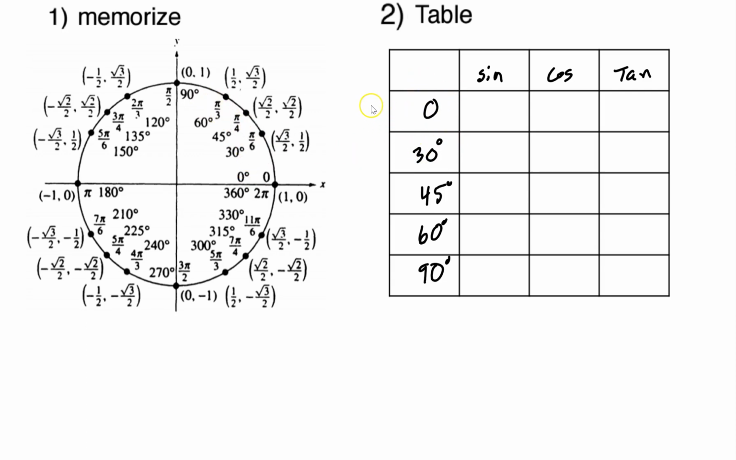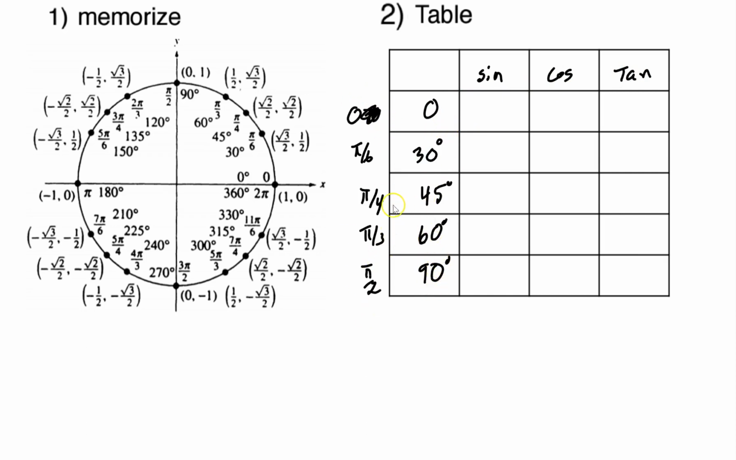If I wanted radians, this would be 0. This would be pi over 6. Right? Pi over 6 always has a 30-degree reference angle. Small slice. Pi over 4. Pi over 3. And pi over 2. And again, that's just part of the table. If we're going to make a table: sine, cosine, tan, 0, 30, 45, 60, 90. Right? This goes up. And this is a radian measure.